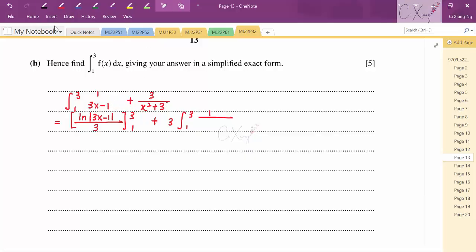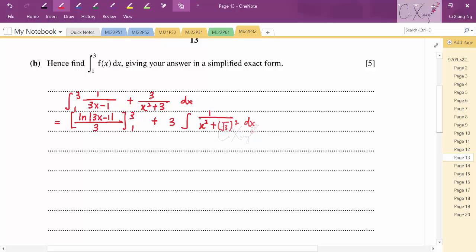All right, so for this denominator, I write it as x squared plus square root 3 squared. So again, I will rewrite. I'm having 3, which is a constant. I will take it out, and I'm having the integration of 1 over x squared plus square root 3 squared.